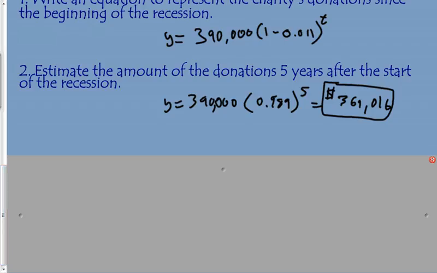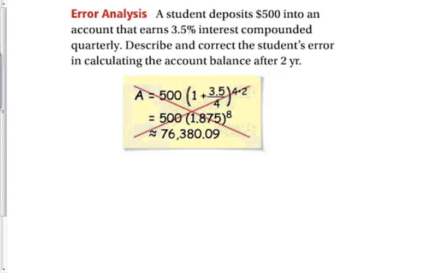All right. So what I want to end on is this one. So it says a student. I want you to figure this one out. It actually goes back to our compound interest. See if you can figure out the error. It says a student deposits $500 into an account that earns 3.5% interest compounded quarterly. Describe and correct the student's error in calculating the account balance after 2 years.